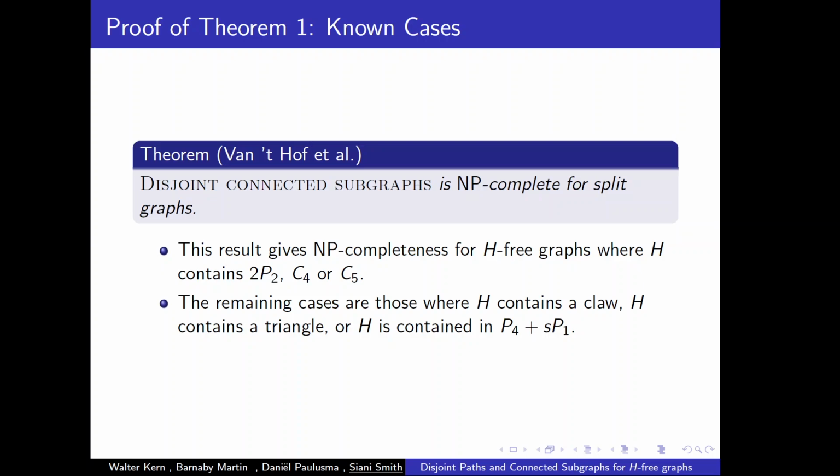So the first case, as we said, this NP-completeness result for split graphs deals with the cases where H contains 2P2, C4, or C5. And so what remains is the case where H contains a claw, a triangle, or H is contained in P4 plus 3P1.